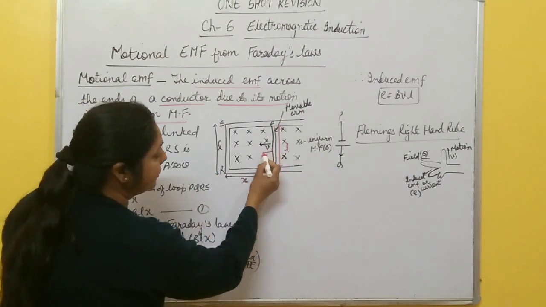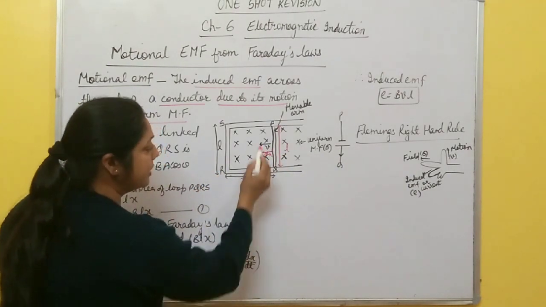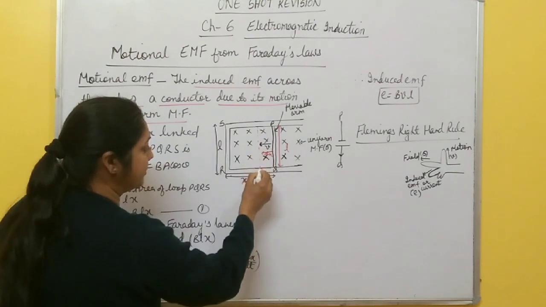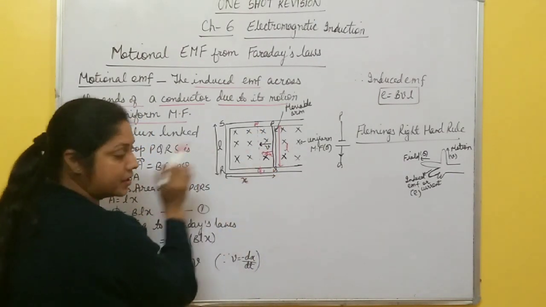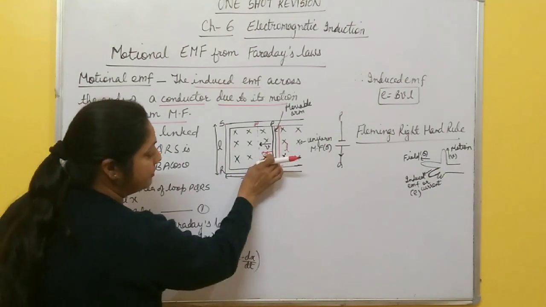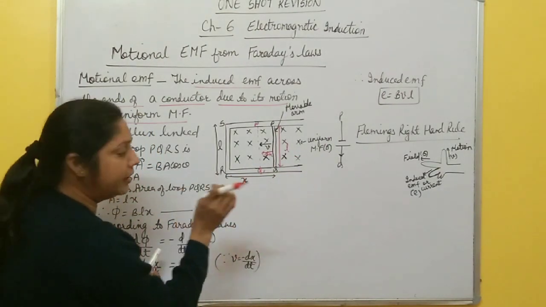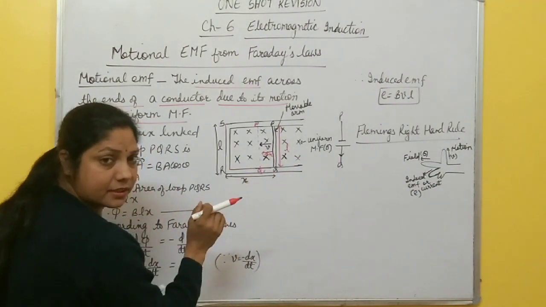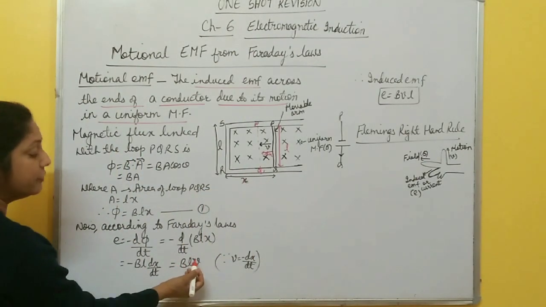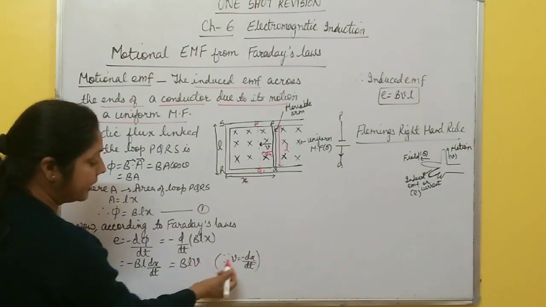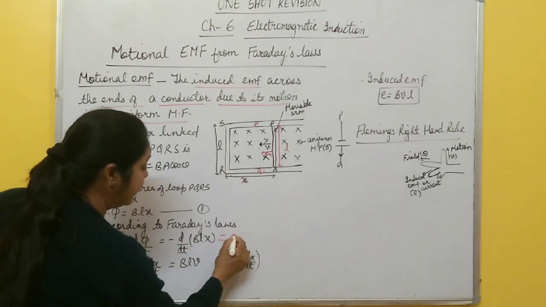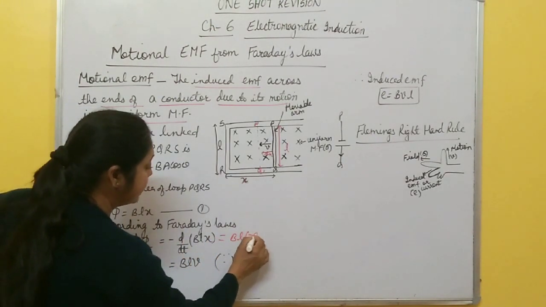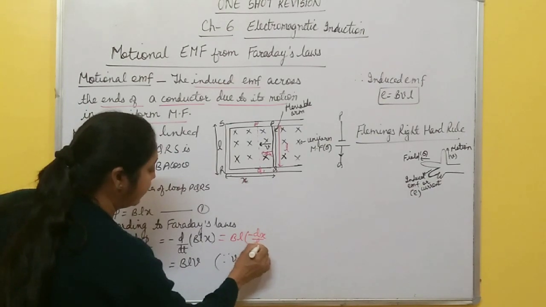If it moves through a distance, suppose dx, and then it comes to this position P dash Q dash, the area of this loop changes. So it moves in a small time dt and covers distance dx. So dx by dt is V. And why I have taken the negative sign here: minus dx, BL is constant, and minus dx by dt.